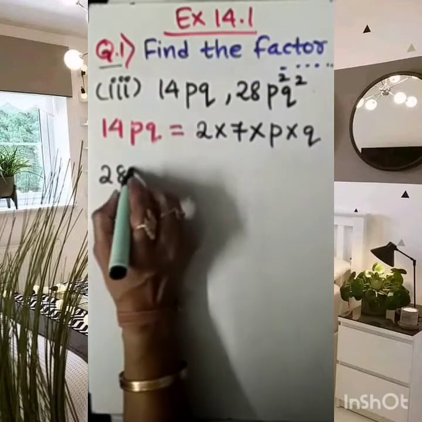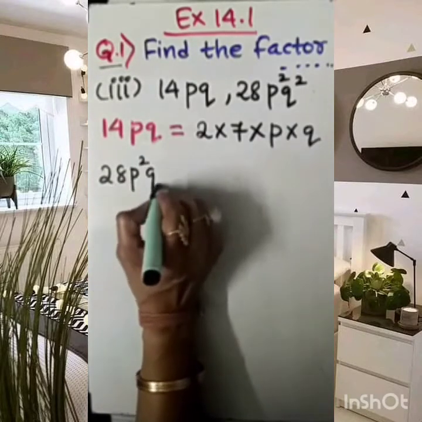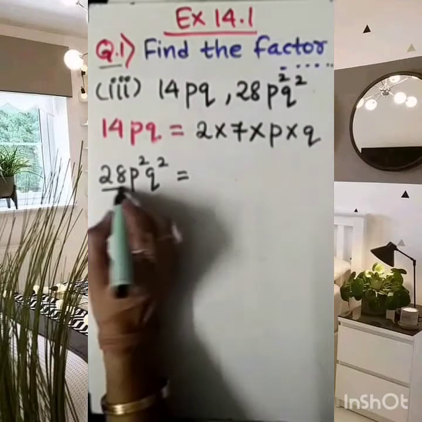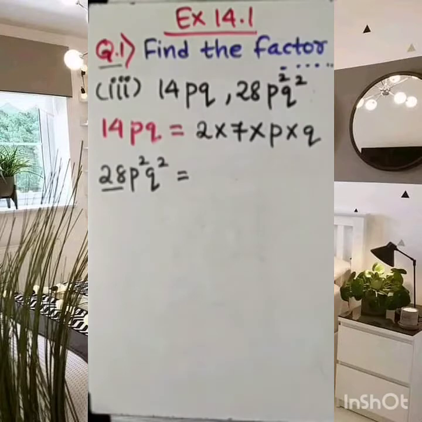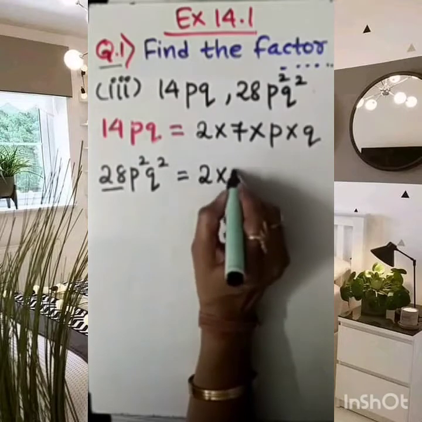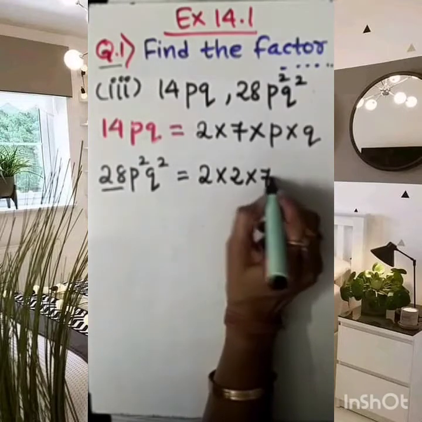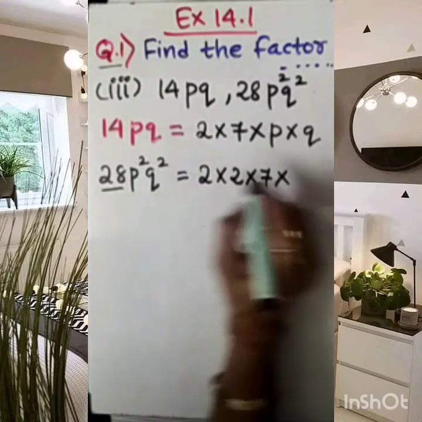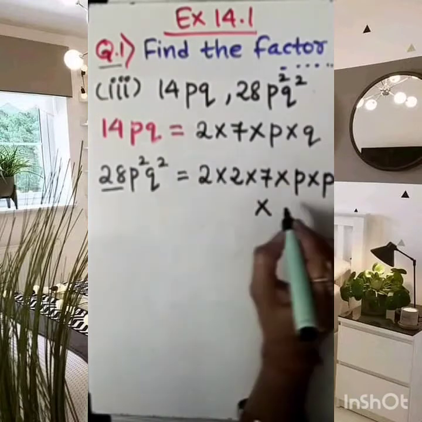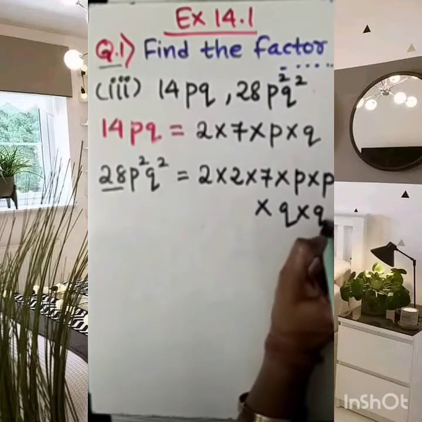Let's work out the other term. We are given 28p square q square. First of all, work out 28. What are the factors of 28? Of course, the factors of 28 are 2 into 2 into 7. What about this p square? p square is 2 times, so p into p. What about q square? That is q into q.